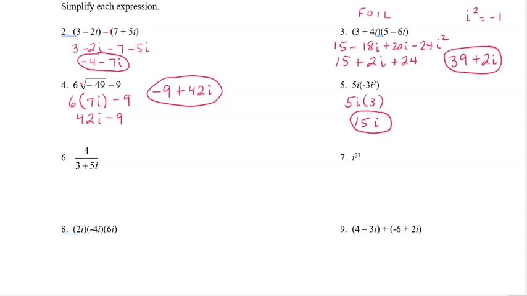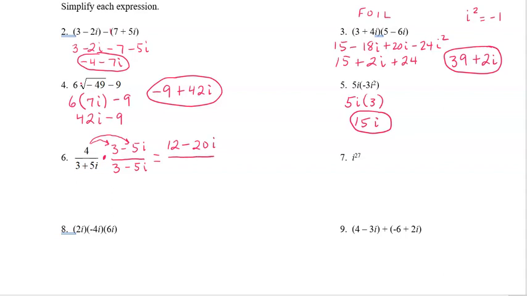For number 6, the way I simplify these fractions that have complex numbers in the denominator is I use the complex conjugate. All right, so easy to remember what the conjugate is. Just use the same complex number, but change the sign in the middle. Okay, so on the top, you're going to distribute 4 times 3, and then 4 times -5i. 4 times 3 is 12. 4 times -5i is -20i.